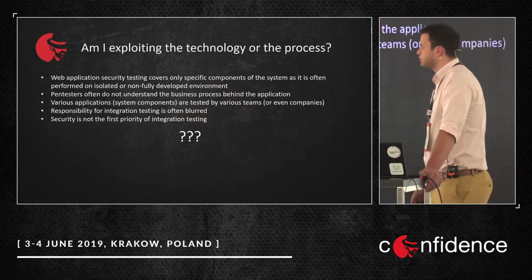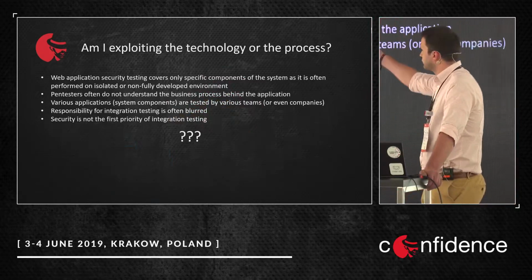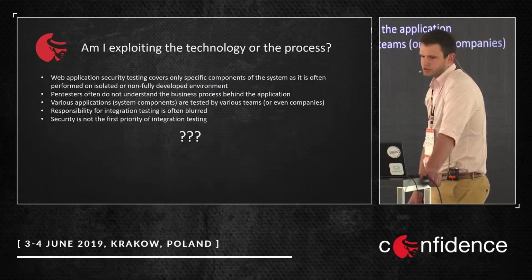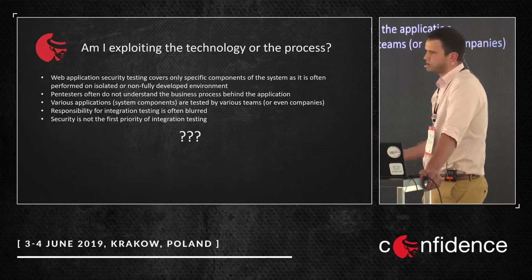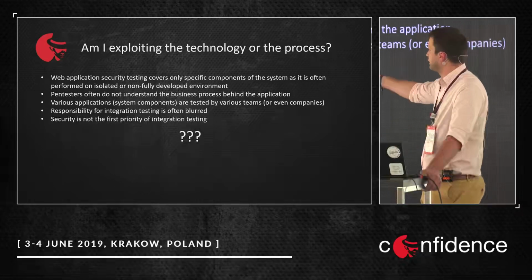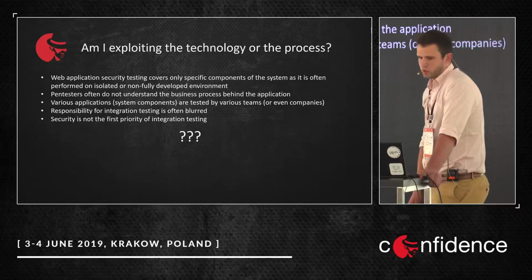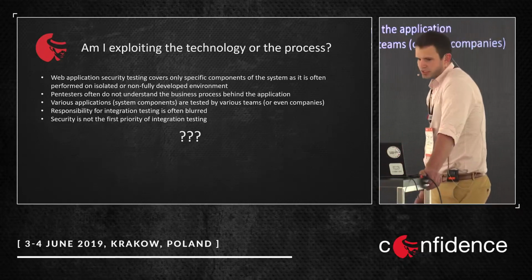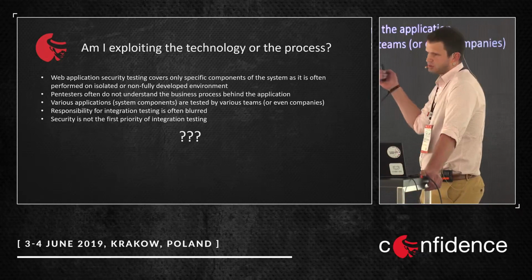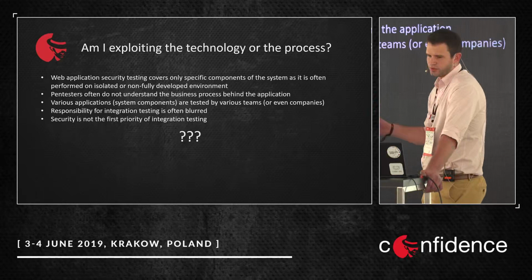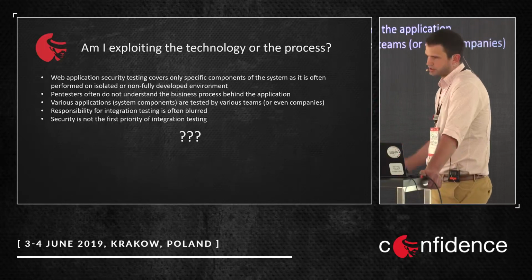So the question is, taking into account everything that we just mentioned, are we still exploiting the technology, or are we exploiting the process? Because if we take into account all of these 5 bullet points which are here, we may set up a hypothesis that all of these things, between one system and another, or between various system components, are not tested.